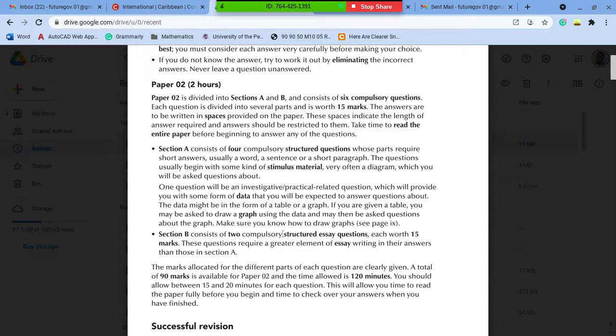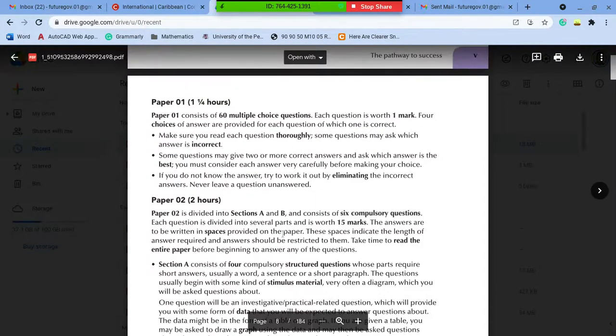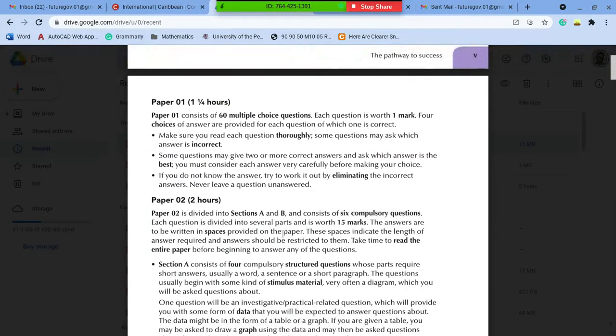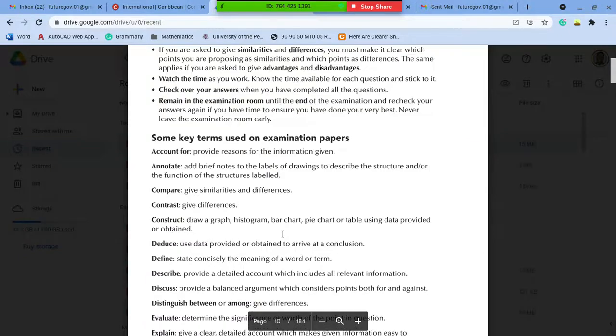So even though it's 15 marks, you might be saying, sir, that's an essay, and 15 marks, that's so unfair. But yes, that's how it's going to work in paper 2. We'll go through paper 1 at the end today because it's very easy. It's just an hour and a quarter, and you really just get to answer 60 multiple choice. But let's focus on section A though.